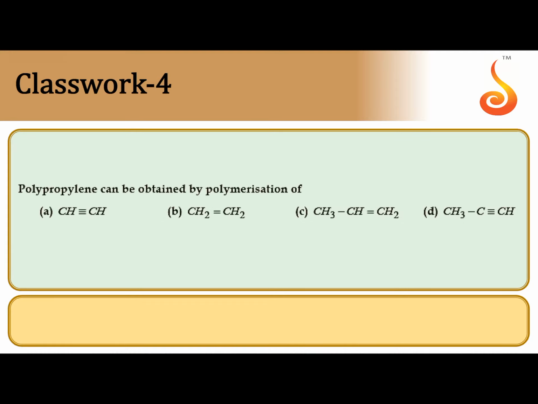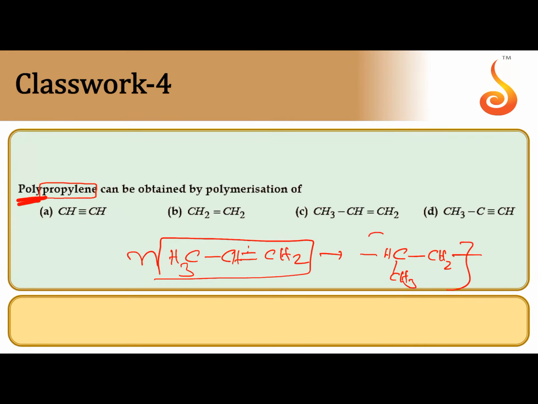Polypropylene can be obtained by the polymerization of propylene. This is an addition polymer. So when we want to get the monomer of an addition polymer, just remove poly, you can get the monomer. Propylene, we know, is CH3CH=CH2. Propylene on polymerization, the pi bond is broken, and we get CH, with CH3 down, single bond, CH2. This is called polypropylene. So answer is C.